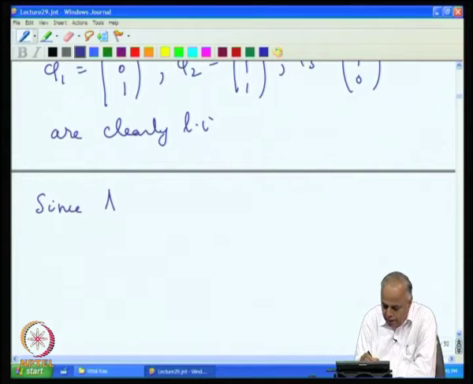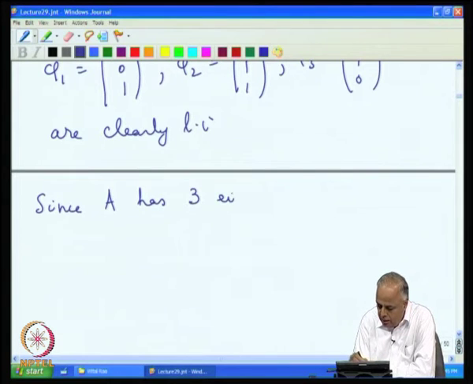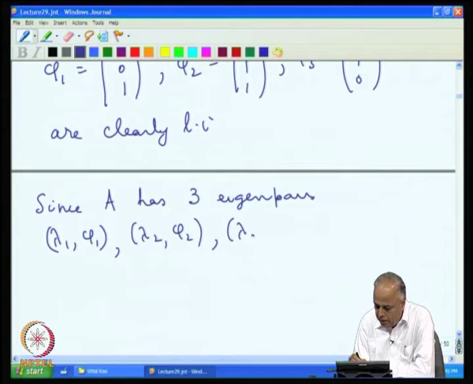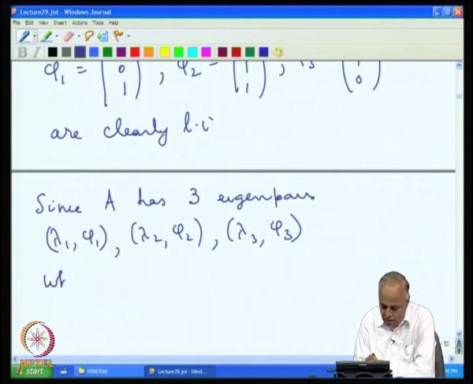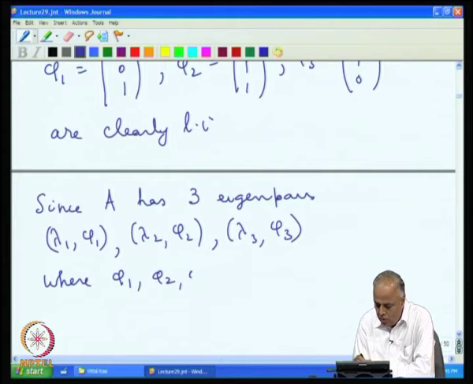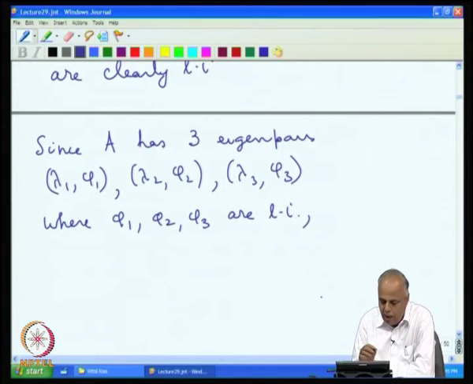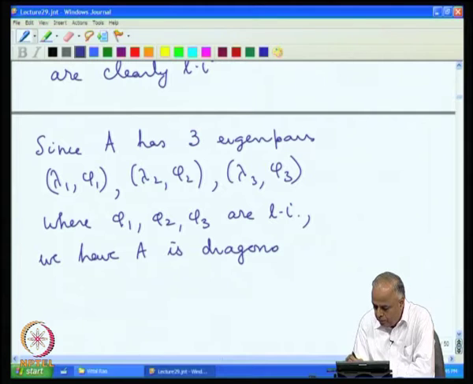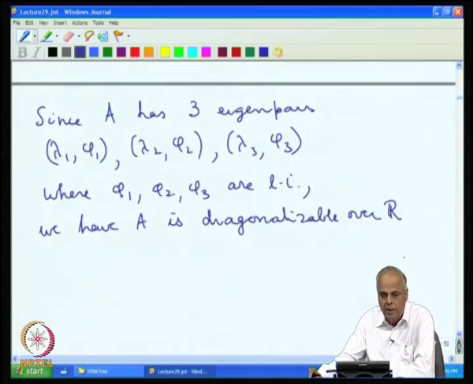Since A has 3 eigenpairs, lambda 1 phi 1, lambda 2 phi 2, lambda 3 phi 3, where phi 1, phi 2, phi 3 are linearly independent, and A is a 3 by 3 matrix, and the eigenvectors in the eigenpairs are all linearly independent, we have A is diagonalizable over R. Everything involved is over the real numbers, and so it is diagonalizable over R.